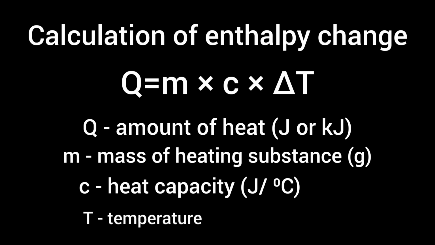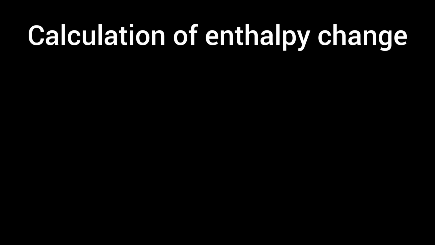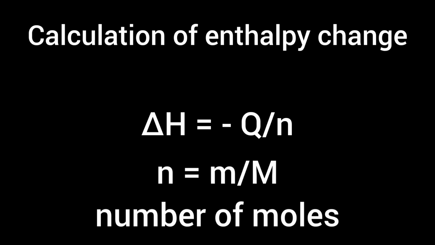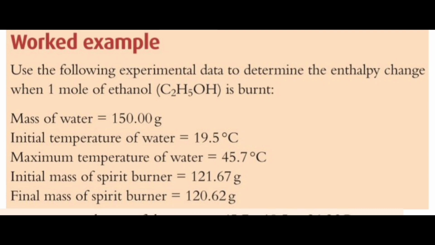is change in temperature. To get the enthalpy change, we need to use this equation: delta H equals minus Q divided by n. Q is the heat released in kilojoules, and n is the number of moles of a substance that has been combusted. So let's consider the working example.